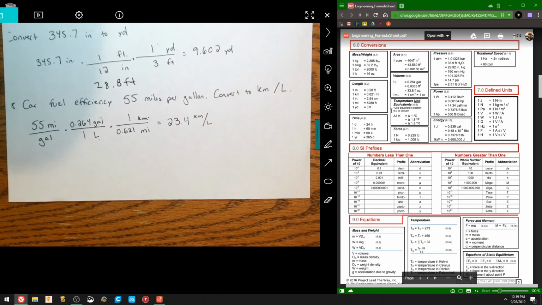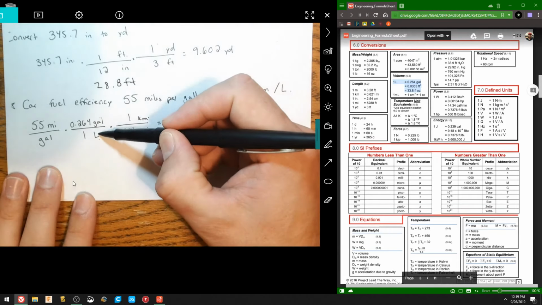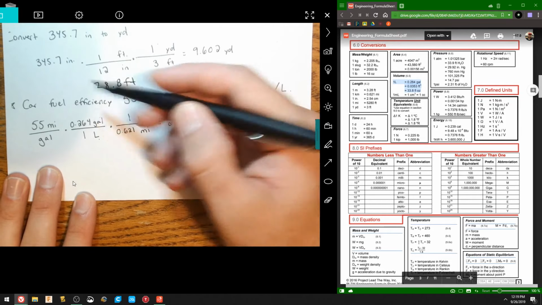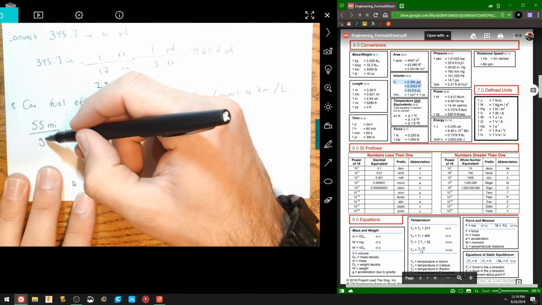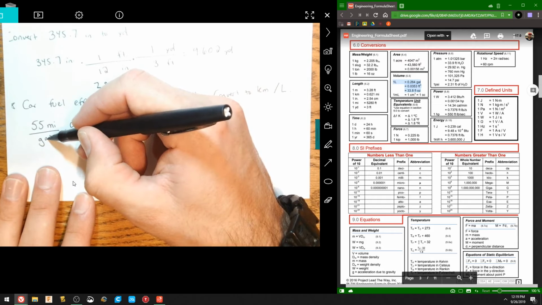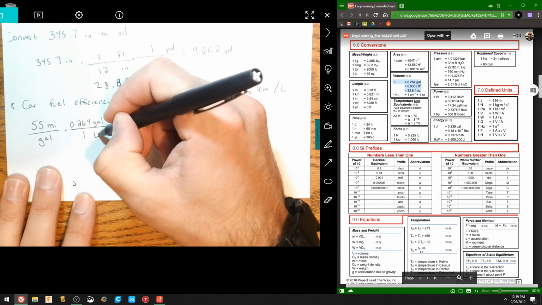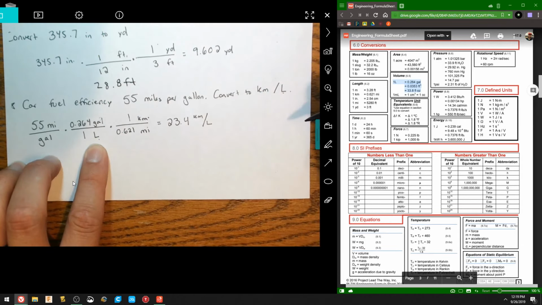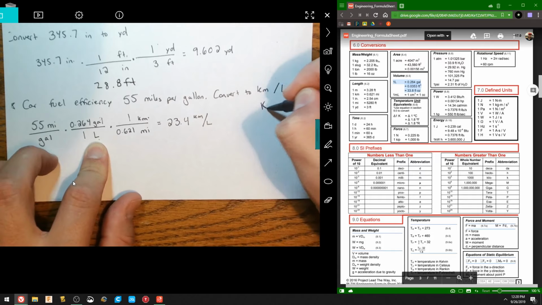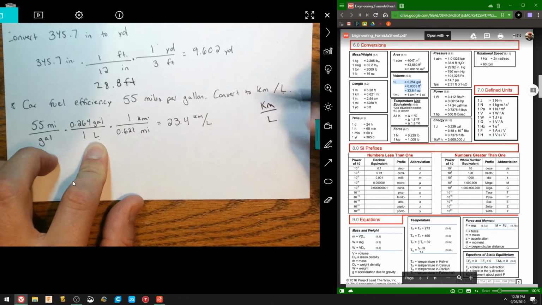If you look over in the chart right here, you're going to see gallons, and you're going to see right here, 1 liter equals 0.264 gallons. So we're saying that 1 liter equals 0.264 gallons. Why are we putting it this way? Because we want to get rid of this gallons. This is our given, and these are going to cross out. You're left with liters. We got one of them, and it's in the denominator. We're good.